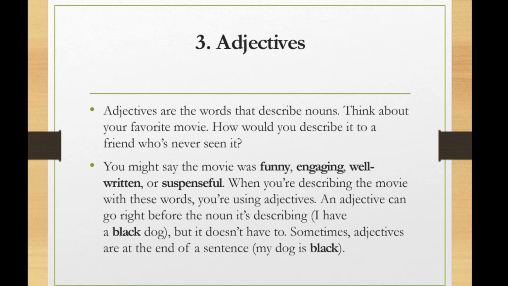An adjective can go right before the noun it's describing. For example, I have a black dog. But it doesn't have to. Sometimes adjectives are at the end of a sentence. Example, my dog is black.